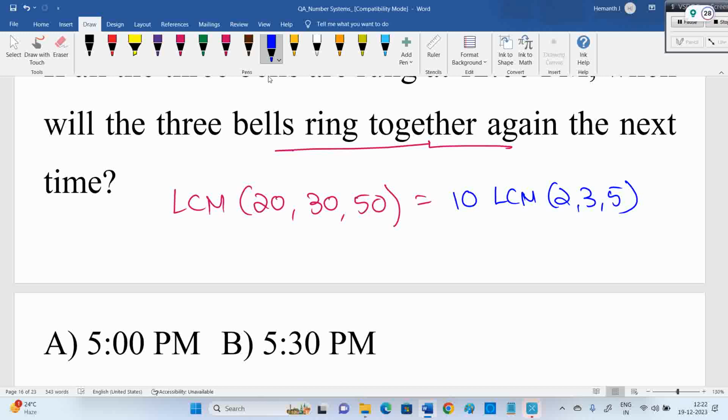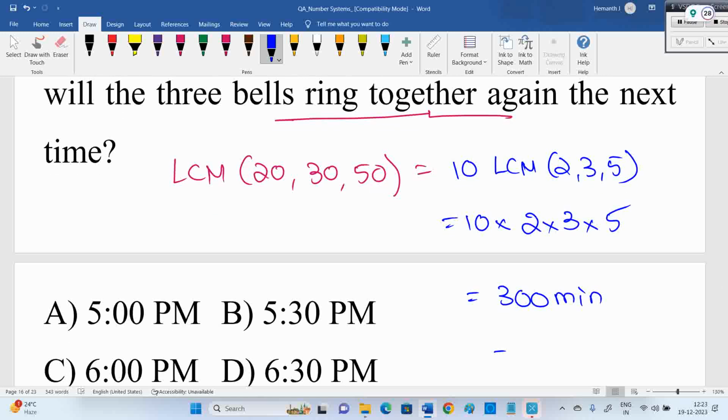2, 3, 5 are prime numbers, so we get 2 into 3 into 5. This is 2 power 1, 3 power 1, 5 power 1, all prime numbers. As per the LCM concept, you write all prime numbers with their highest powers. So what do you get now? 300 minutes means 5 hours, divided by 60. So at 12 p.m., after 5 hours means 5 p.m.